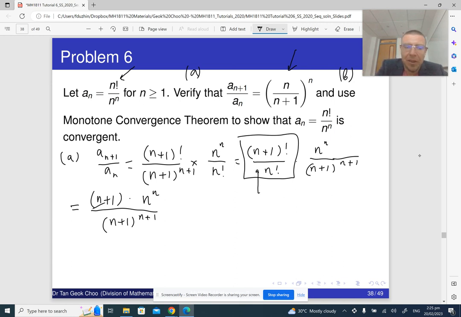So this is going to be (n+1) times n to the n divided by (n+1) raised to the power n+1. Okay, but then we can cancel this again. All right, so this is n to the n divided by (n+1) to the n, and then we can just take out the power, and the remaining expression is n over n plus 1, and this is raised to the power n. All right, so it seems like part A is done. Now part B.